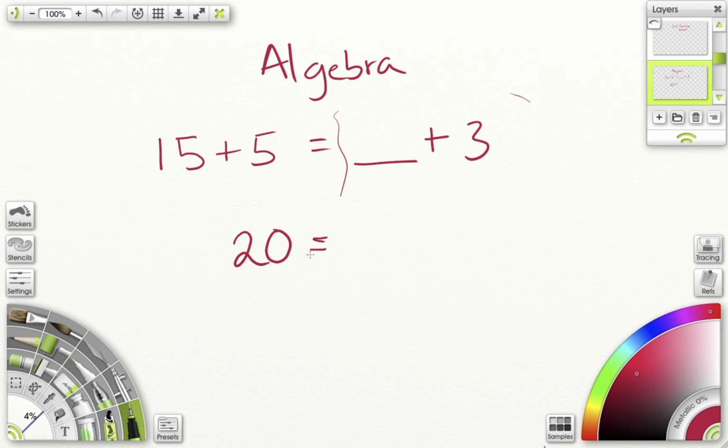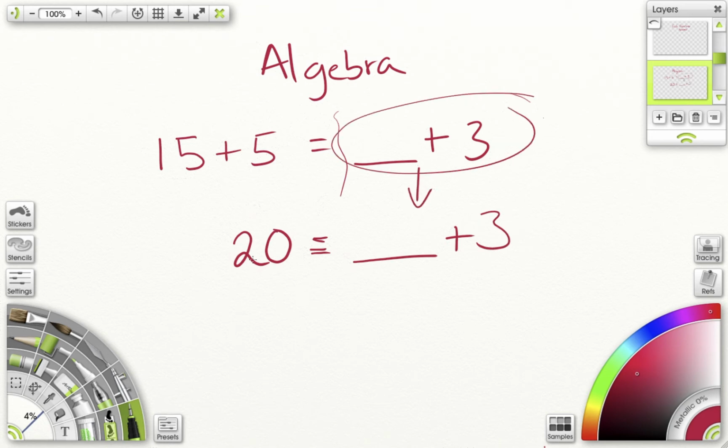So now 20 is equal to a blank plus 3. So I just brought this part down here. So something here plus 3 equals 20. How can I figure out what I need to plug in there to get to 20? Well, how I can do this is take 20 and I can minus 3. Okay, so my two known numbers, I take my 20, my bigger number, and minus 3, that gives me 17.